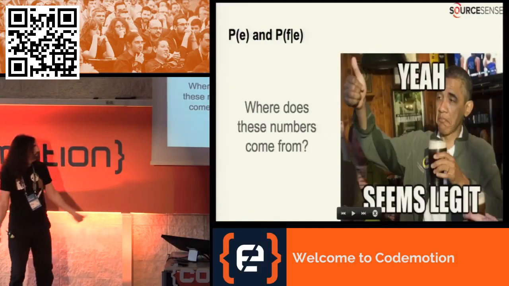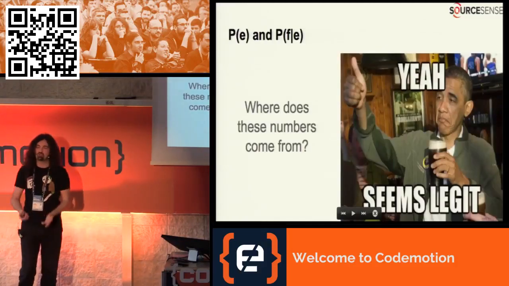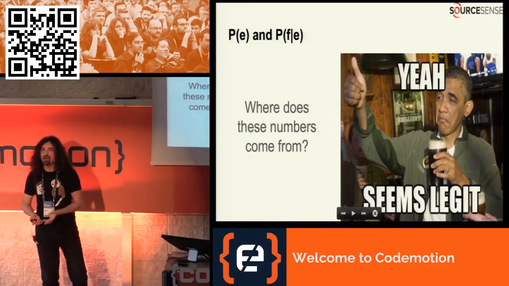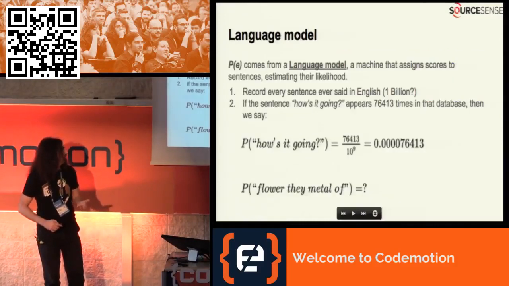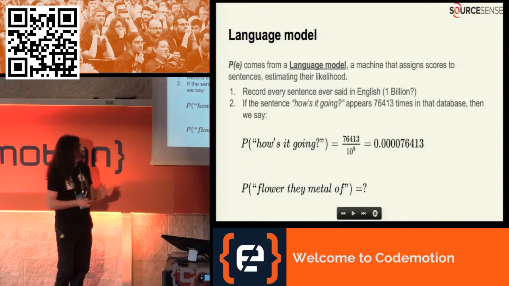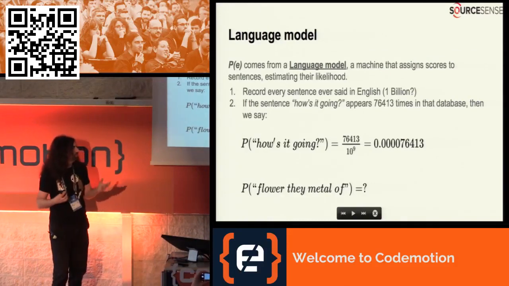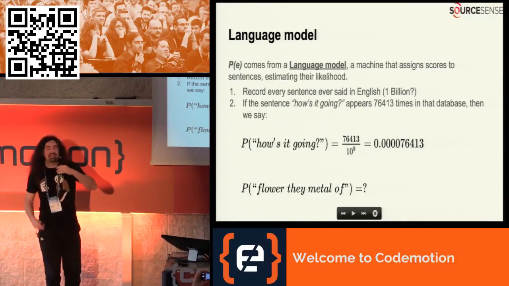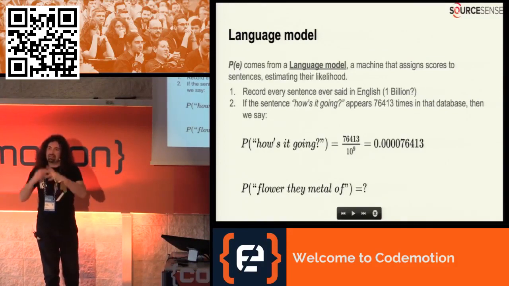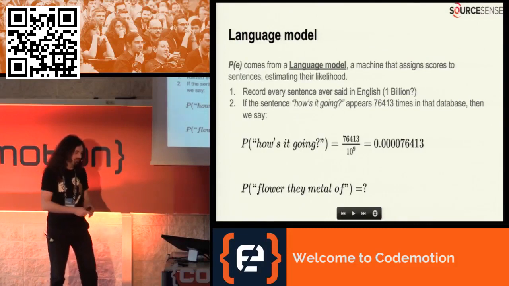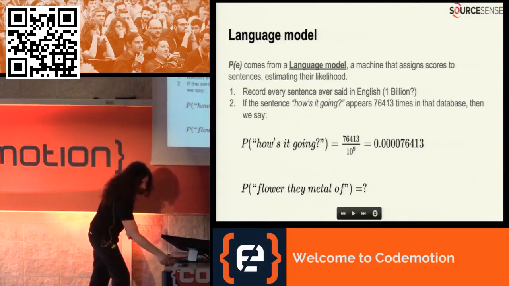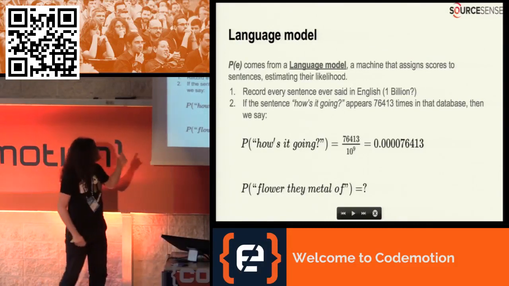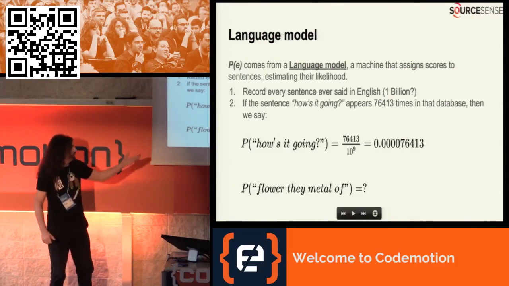So P(e) and P(f|e), right, but where do these numbers, these probabilities, come from? How do you really calculate that? Well, the language model comes from a machine that assigns scores to sentences. And it estimates the likelihood that a sentence is ever produced.